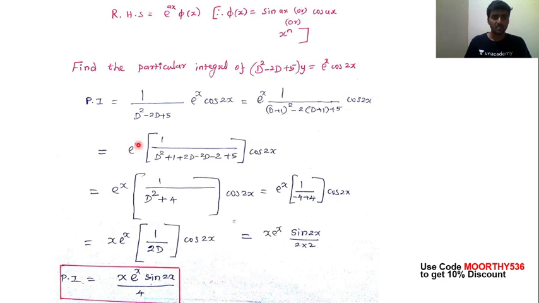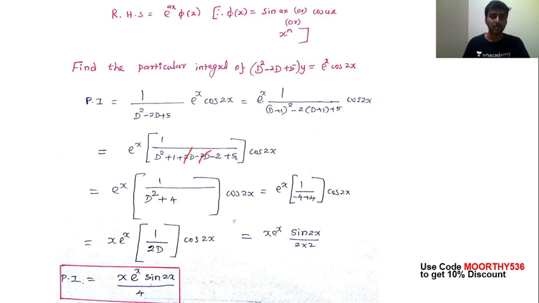Keep this e power x constant. (D plus 1) the whole square is in the (a plus b) the whole square format. So a square is D square, b square is 1, 2ab is 2 into D into 1, which is 2D. Now multiply this minus 2 inside. Minus 2 into D is minus 2D, minus 2 into 1 is minus 2. Then plus 5. Then as per the simplification, minus 2D plus 2D cancel.